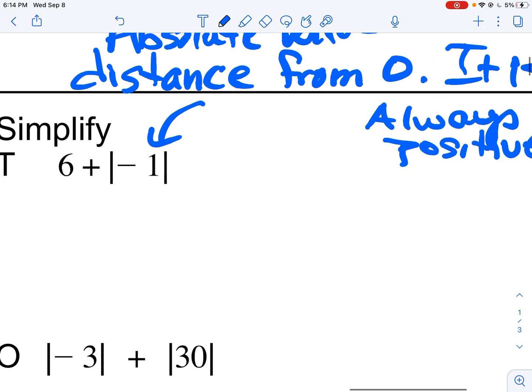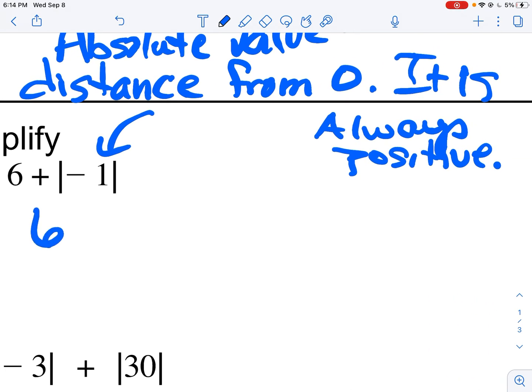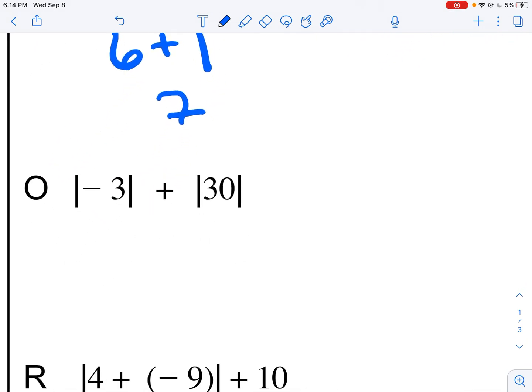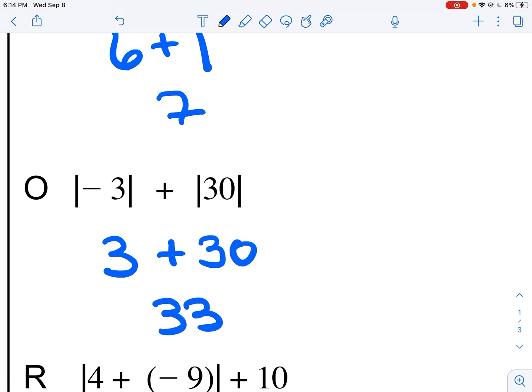So if I look at this, I have 6. How far is -1 away from 0? It's 1 unit away. So 6 plus 1 is 7. How far is -3 from 0? It's 3 away. How far is 30 away from 0? It's 30 away. So I add the two numbers together.